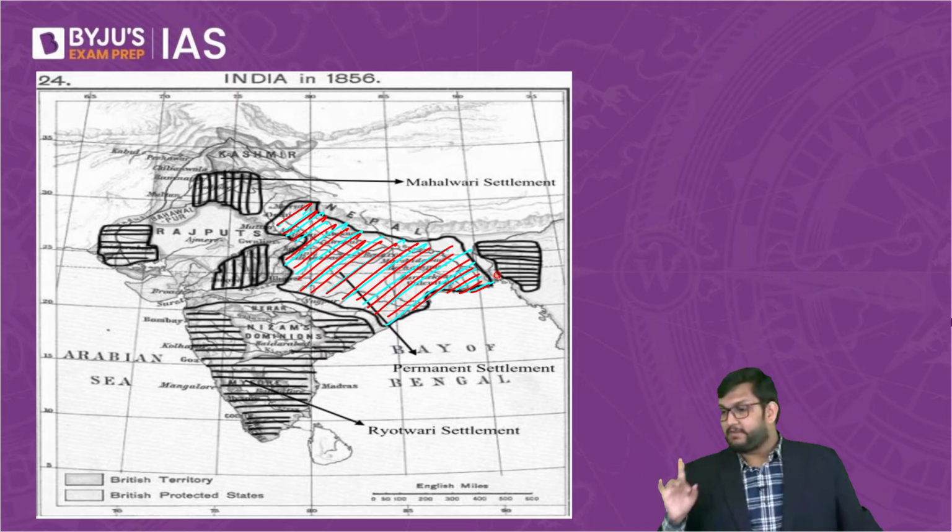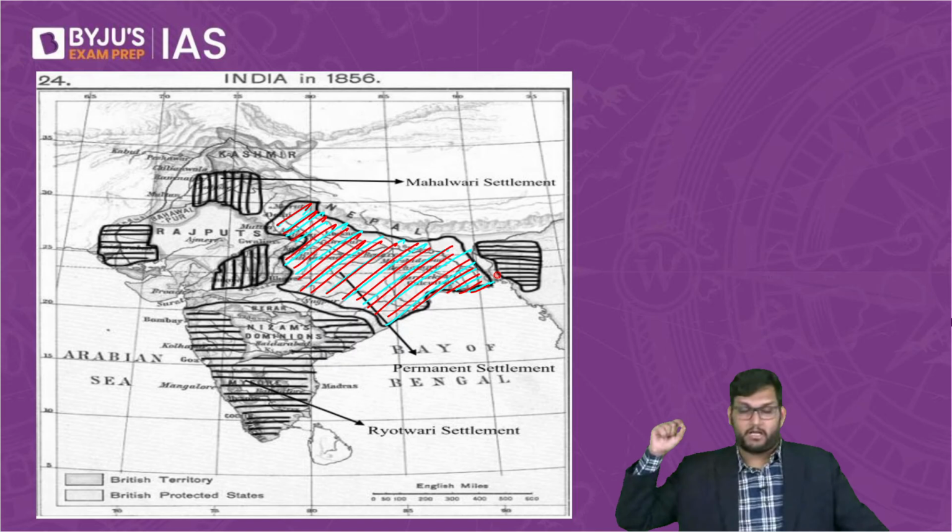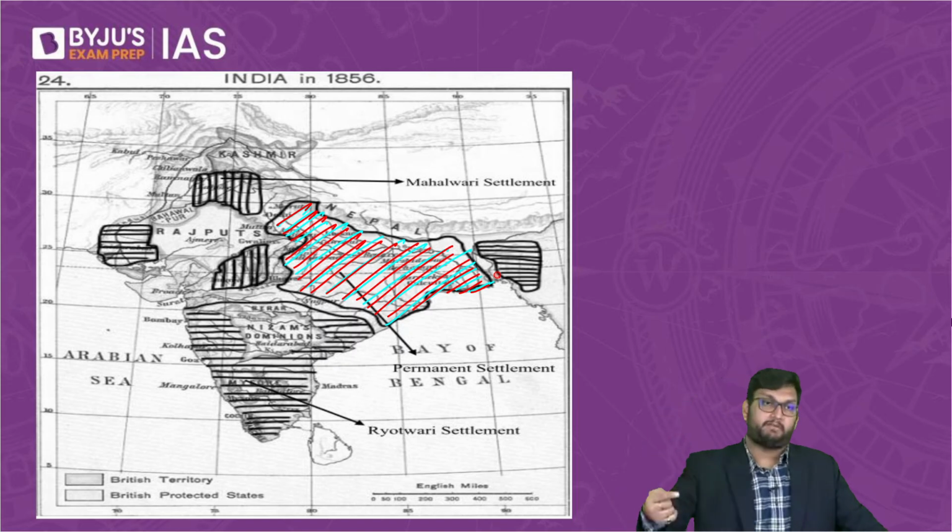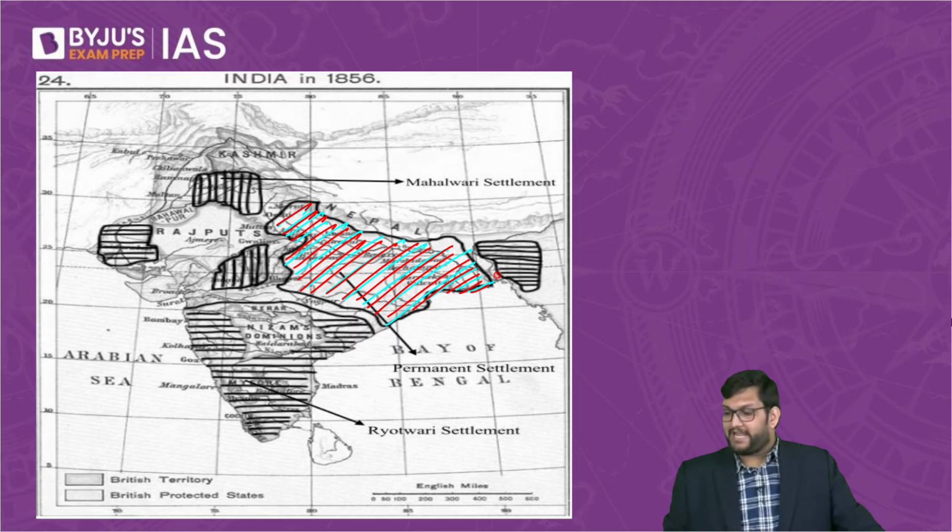Now, does it make sense? If it makes sense, I give you a summary and then we move to Ryotwari. Much easier. What about the enhanced production? It goes to the zamindar if you can enhance it. Okay.